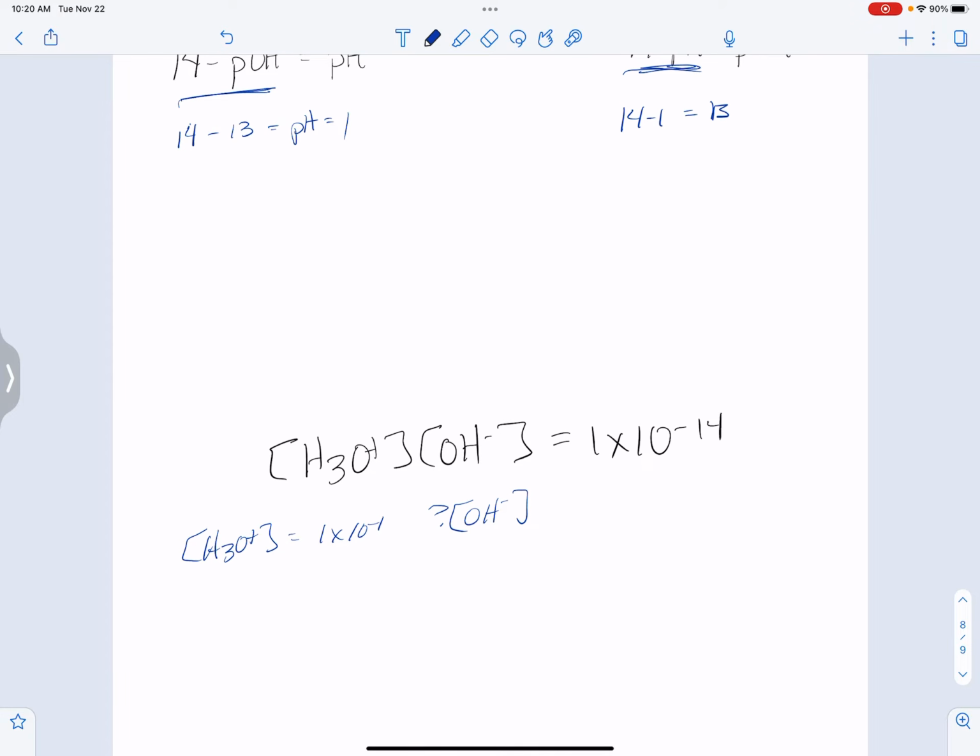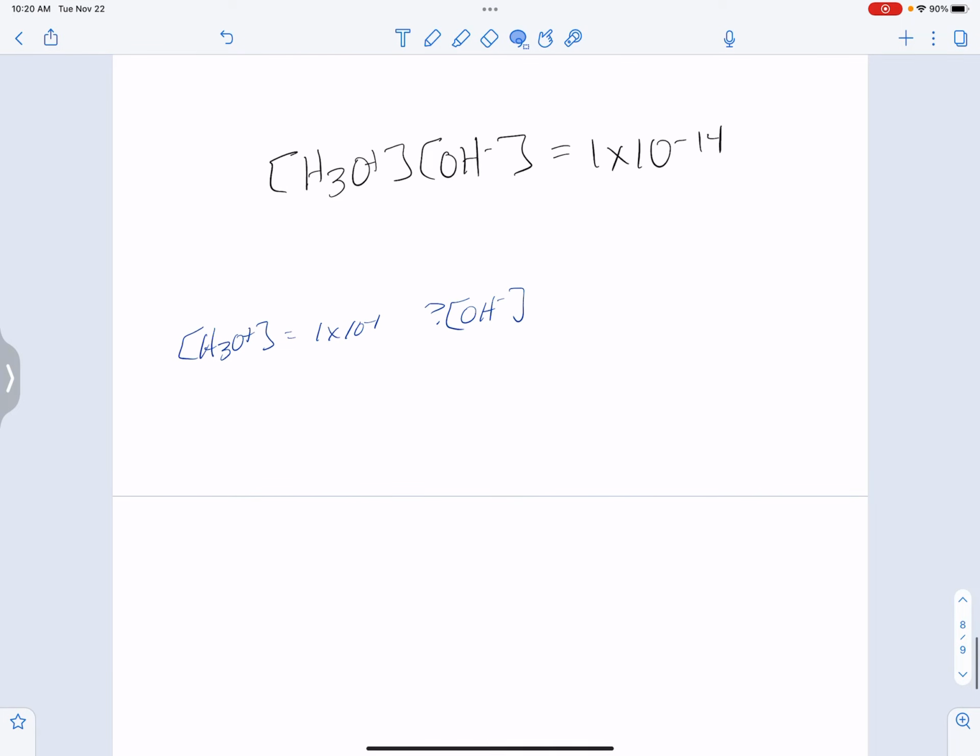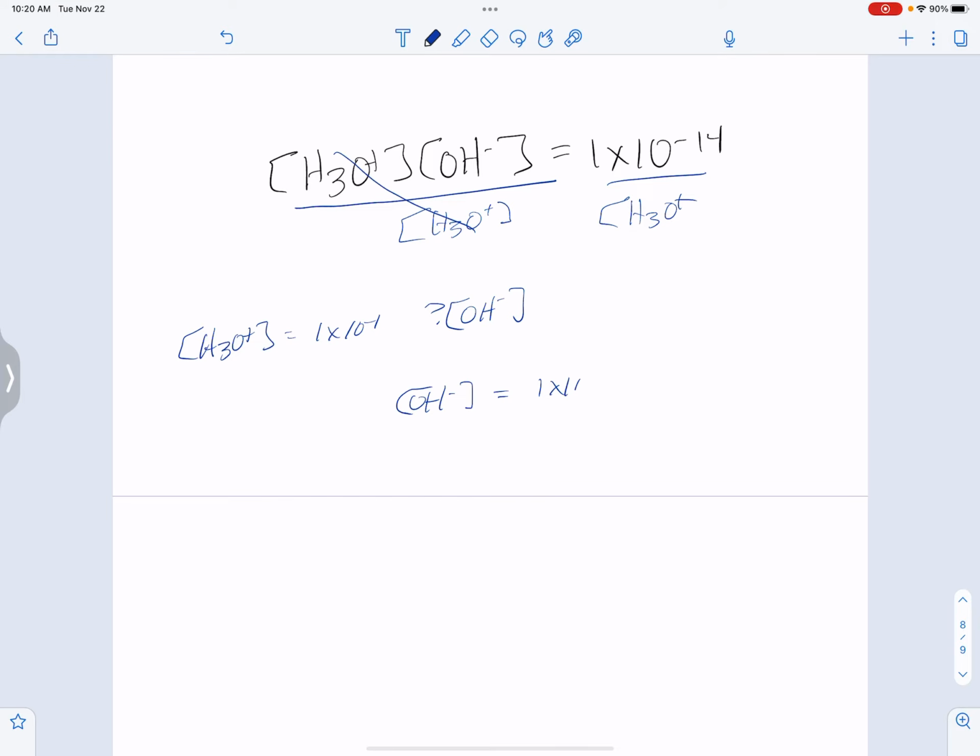then you would just rearrange this top equation. Get that a little bigger. And you would just say that this divided by H3O+, because you're trying to solve for OH. And those will cancel. So then you have that OH is equal to 1 times 10 to the minus 14th over H3O+.